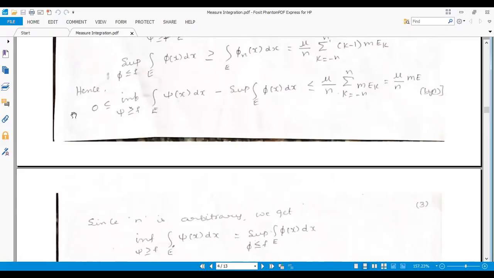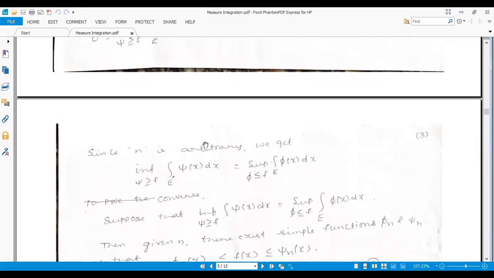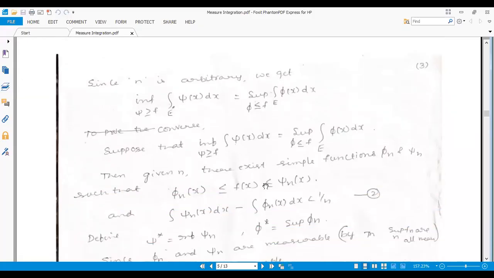If this is 0, then 0 is less than or equal to this function, which is less than or equal to 0, so this is equal to 0. That means a minus b is equal to 0, so a is equal to b. Hence the infimum of psi greater than or equal to f of the integral upon E of psi x dx is equal to the supremum of the integral upon phi x dx, with phi less than or equal to f. Next, the converse part.